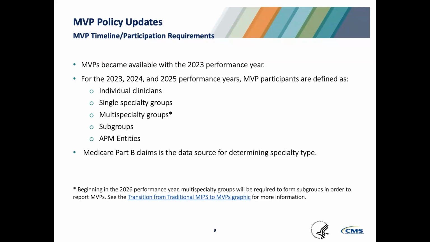Of note, the 2023, 2024, and 2025 performance years will allow individual clinicians, single specialty groups, multi-specialty groups, subgroups, and APM entities to report MVPs. For the 2026 performance year and for future years, we will allow individual clinicians, single specialty groups, subgroups, and APM entities to report MVPs.